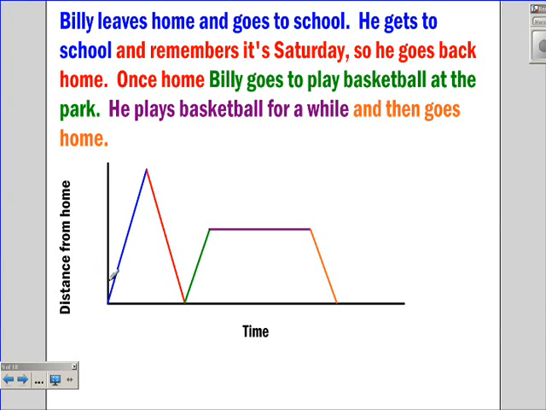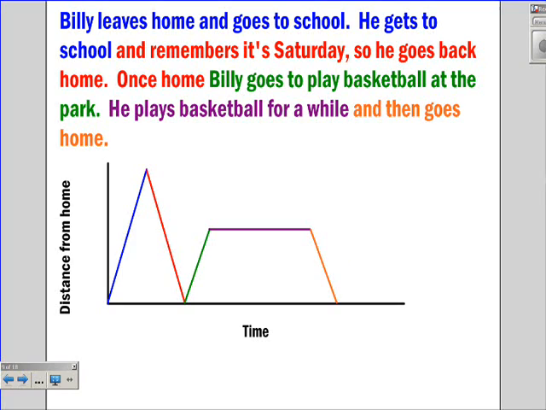So once again, to break this down, I'm starting at home. Billy leaves for school. He gets to school, remembers it's Saturday, and goes home. Once home, he decides to go play basketball at the park, plays basketball for a while, and then goes home.